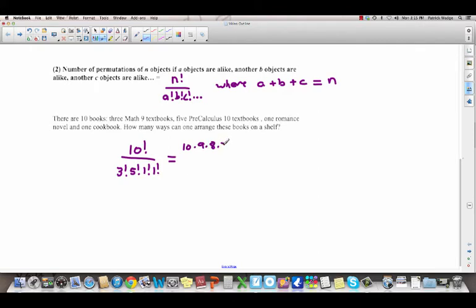10 times 9 times 8 times 7 times 6 times, the rest would be 5 factorial, all over 3 times 2 times 1, don't need to put the 1, because anything times 1 stays the same, times 5 factorial. This is gone, this is gone. Hey, 3 and 2 makes 6, so all we have to do is multiply 10 times 9 times 8 times 7. Don't think I can do that in my head.